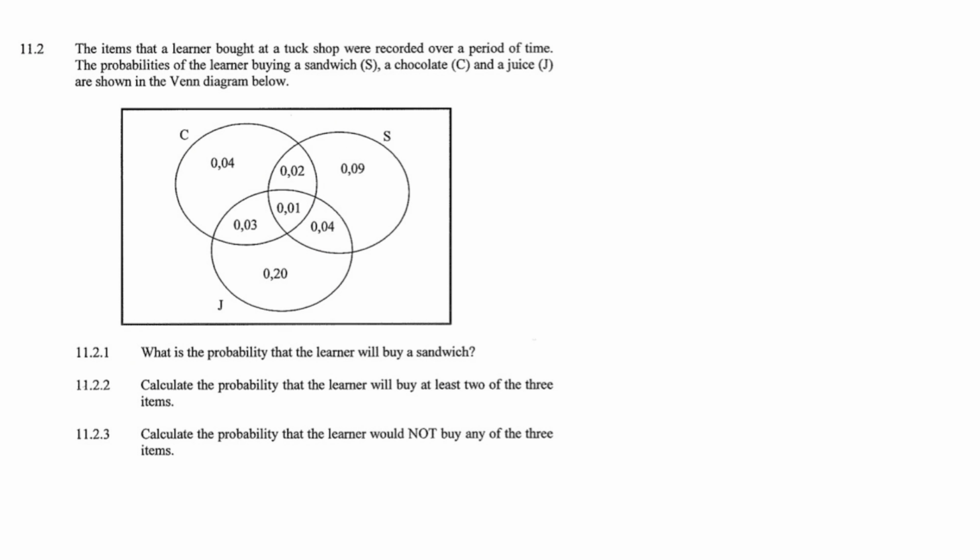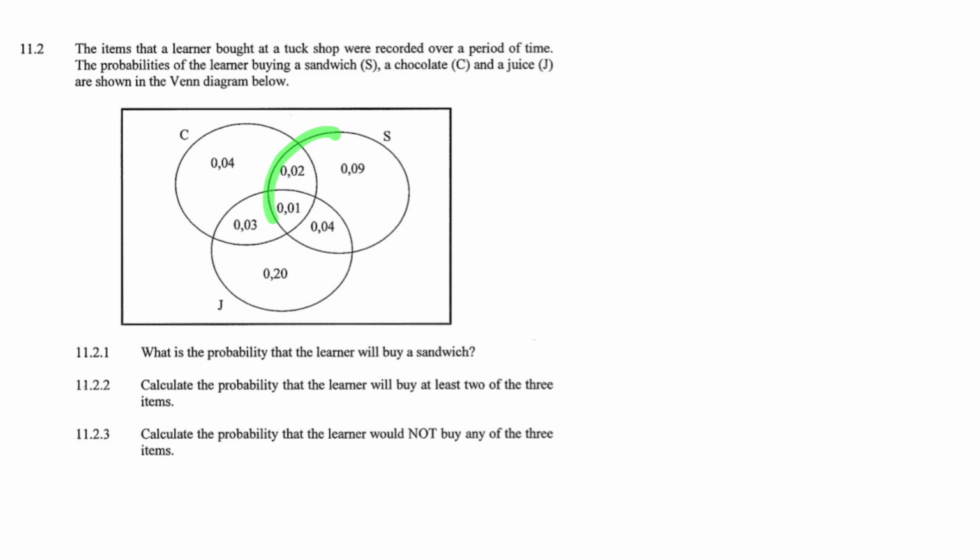11.2. The items that a learner bought at a tuck shop were recorded over a period of time. The probabilities of the learner buying a sandwich, a chocolate, and a juice are shown in the Venn diagram below. So notice they give us probabilities. So these decimal values are all probabilities.